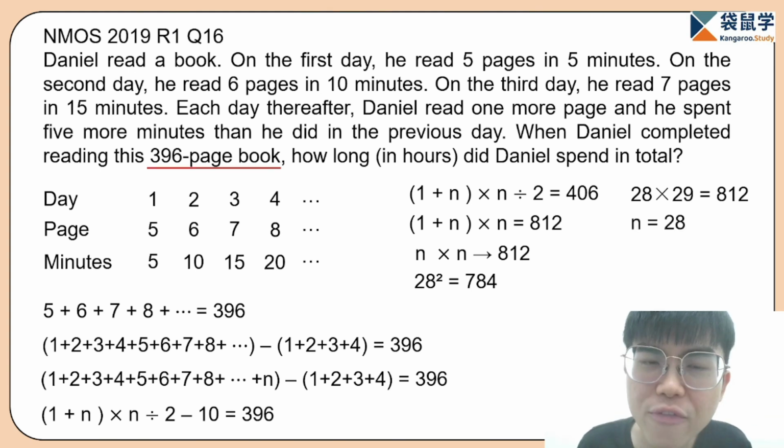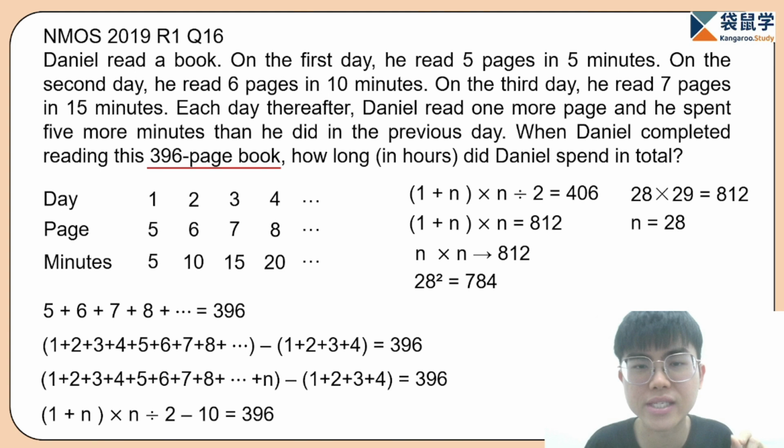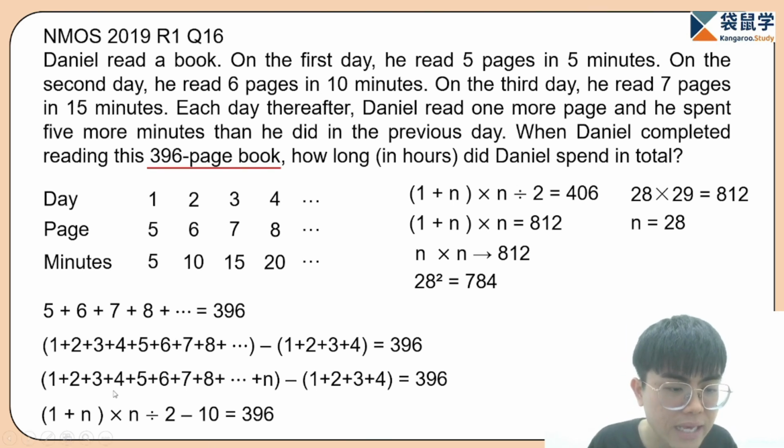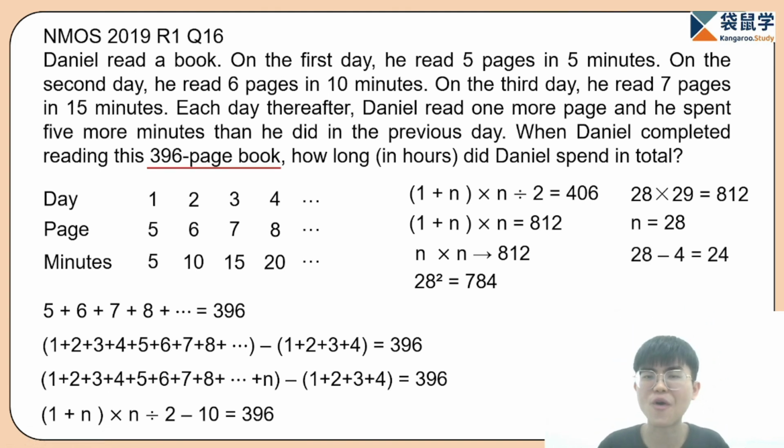So now, what we found is the number of pages here. In order to calculate how long Daniel spent in total, we will need to find the day. So how do we do that? Since at the very beginning we added 4 days at the front, right? So we just have to use 28 minus 4, which is equal to 24 days.